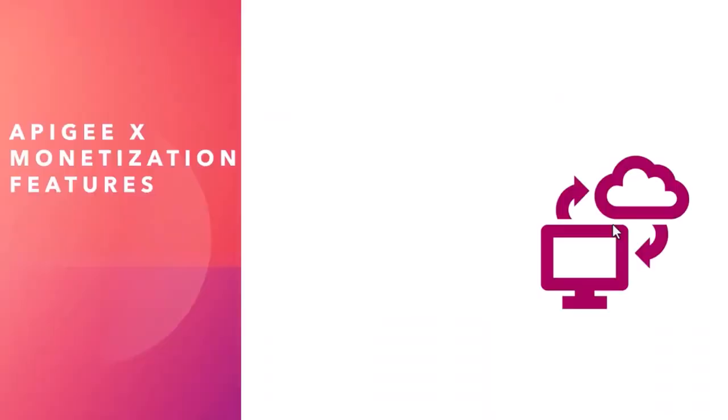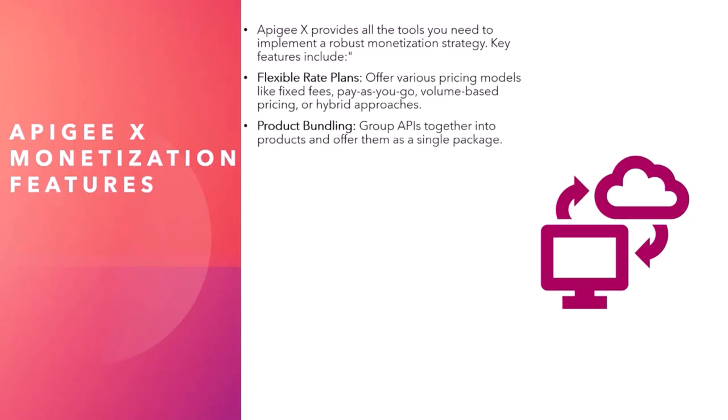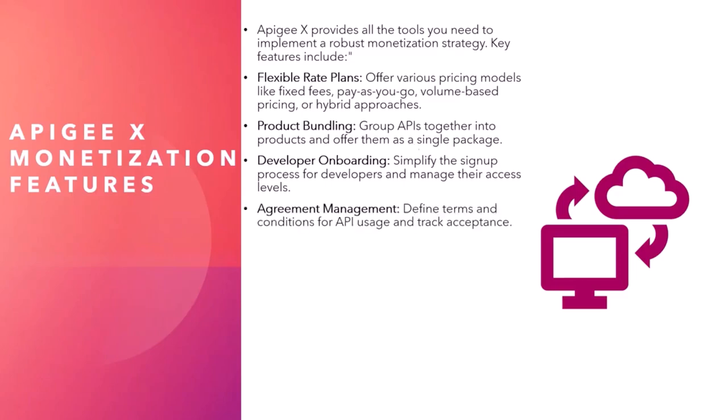Now, what are the Apigee X monetization features? So this provides all the tools you need to implement a robust monetization strategy, and key features are these: flexible rate plans, offering various pricing models like fixed fees, pay as you go, volume based pricing, or hybrid approaches. And you are able to group APIs together into products and offer them as a single package. You can bundle your APIs as digital assets or products. And it simplifies the sign up process for developers and manages their access levels.